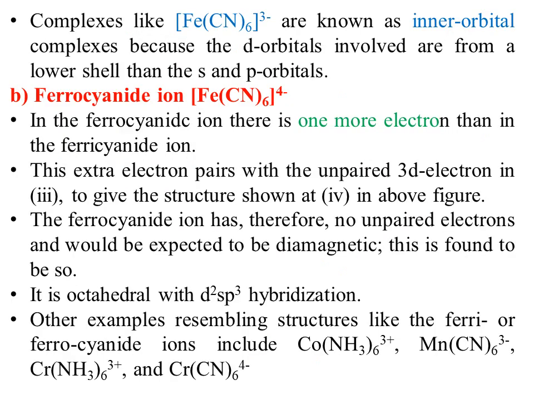Complexes like hexacyanoferrate are known as inner orbital complexes because the d orbitals involved are from a lower subshell than s and p. It means in these complexes, the d orbital involved is 3d, and s and p belong to the fourth shell of the central metal atom.